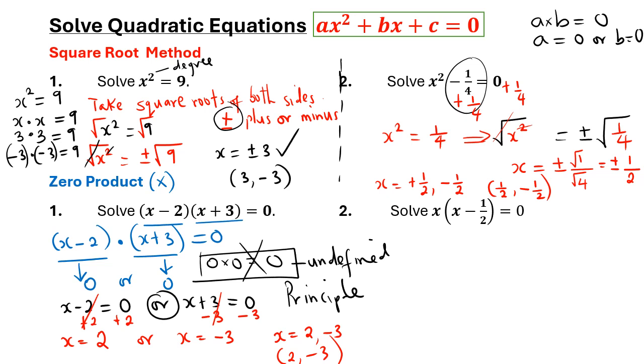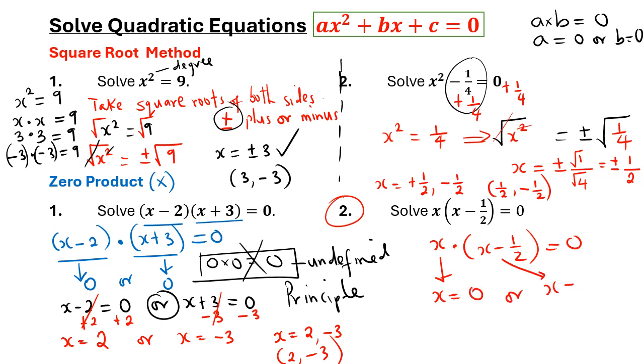So we are going to solve the next problem here, number 2. It says x times x minus 1/2 equals 0. Again, applying the zero product principle, we either set this to 0, or we set the second part, x minus 1/2, to 0. Now x equals 0 means x equals 0, so we don't have to do anything here. We're done here.